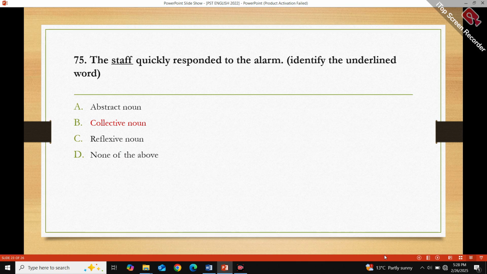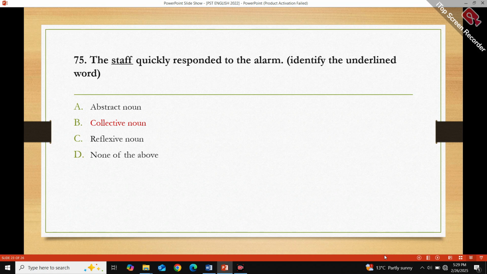Here the question is: "The staff quickly responded to the alarm." Identify the underlined word. The underlined word is staff. Here option A is abstract noun. Actually, an abstract noun refers to an idea, a concept, or a quality. For example, love, justice, freedom, these are abstract nouns. And option B is collective noun. A collective noun refers to a group of individuals.